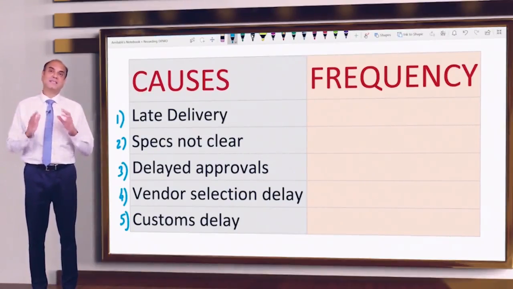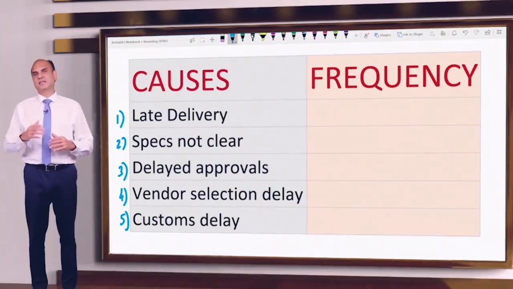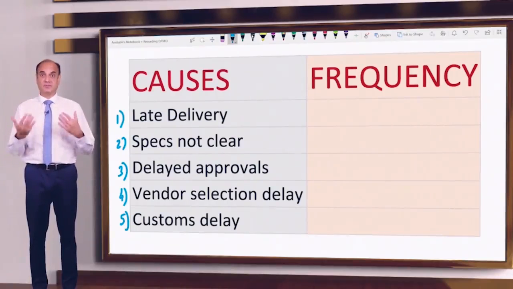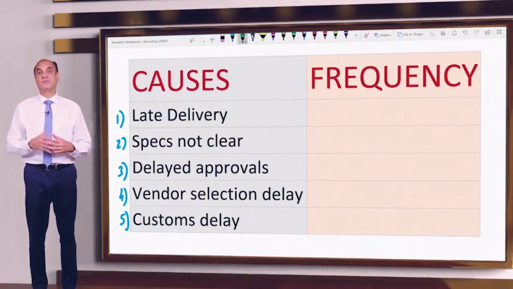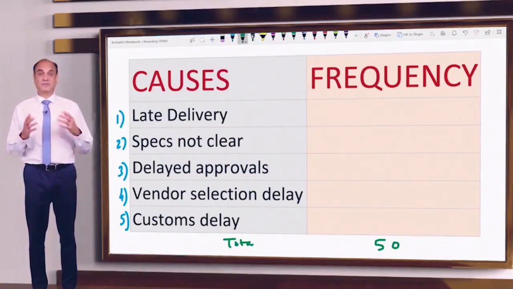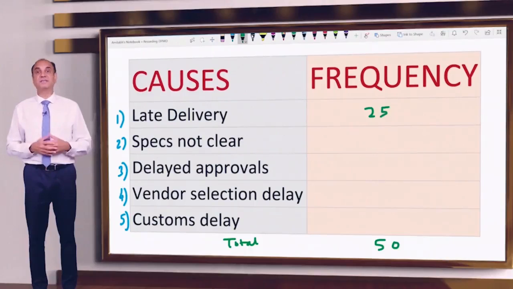If I collect the data on delayed procurements, and let's say I collect the data on 50 delayed procurements, I find that 25 of them are due to the delayed deliveries, 15 of them are due to the specifications lack of clarity, and 3 of them are due to the delayed approvals, and 6 of them are due to the delayed vendor selection. And customs delay is responsible for 1 delay in procurement.